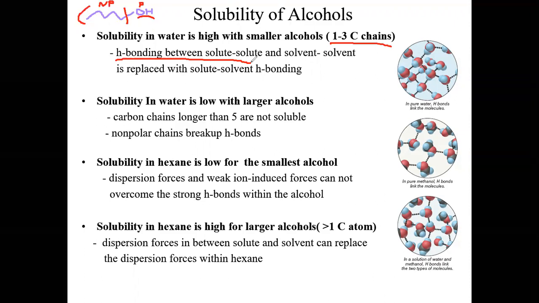And we'll see a chart in the next slide that shows you how it tapers off as the chains get longer. So now when we're talking about larger alcohols, those chains that have more than 5 carbon atoms, these are not soluble in water. And this is because that very long non-polar chain, the dispersion forces become stronger and it breaks up the hydrogen bond. So since non-polar forces are becoming more predominant, making the hydrogen bonding less effective, large alcohols starting with about 5 carbon chain are not soluble in water.